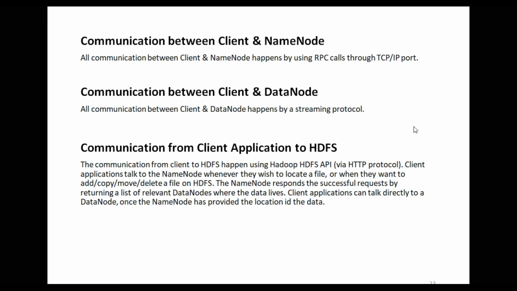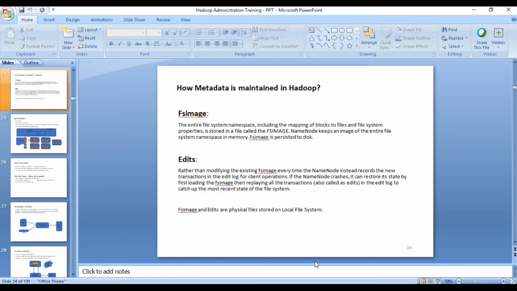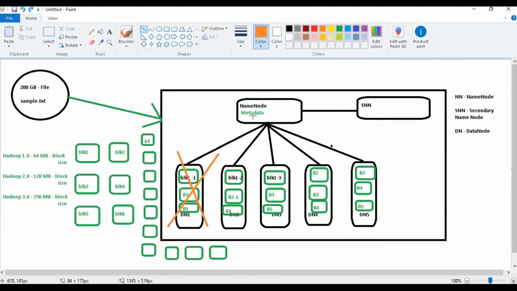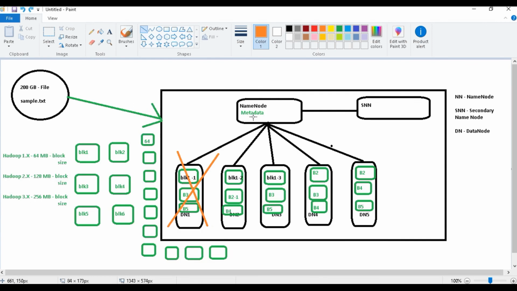Okay, so let us check how metadata is maintained in Hadoop. So what is metadata? We have seen it here. Metadata is stored by the name node, right? Metadata is file information: file name, file owner, file properties, blocks information, blocks replication, permissions, everything. That is called metadata.